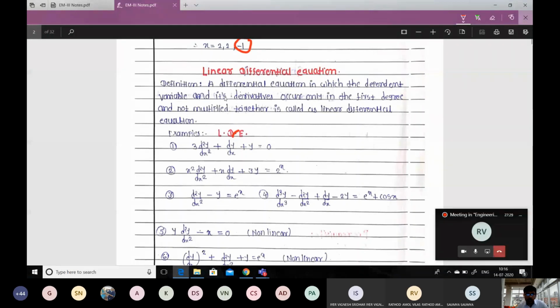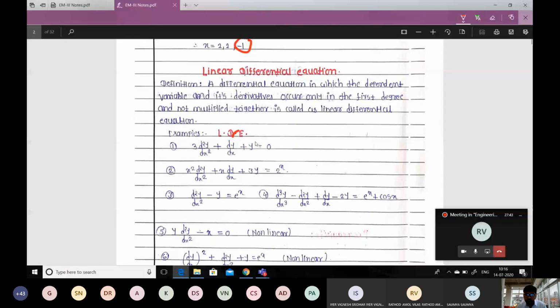Next, and its derivative occurs only in the first degree. That means whatever the power of this differential operator, this operator dy by dx, d2y by dx square, and the y term, it has to be power 1.